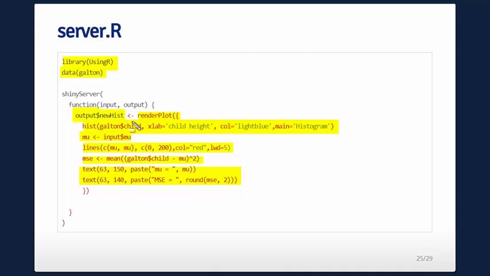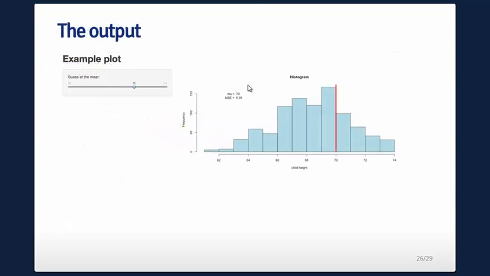So the new hist will be the HTML label that the UI function is calling. And it looks something like that. So there you go. And let's see it in action.